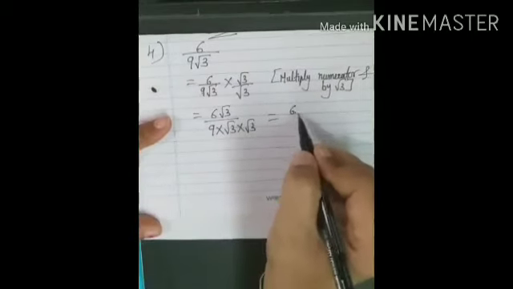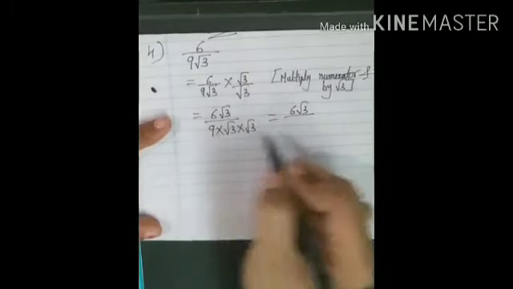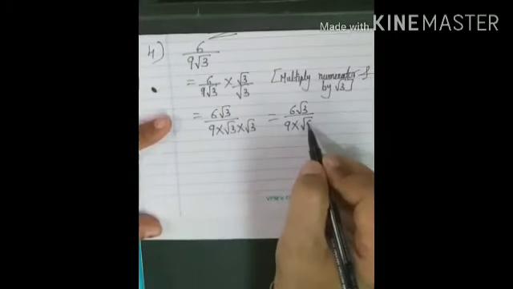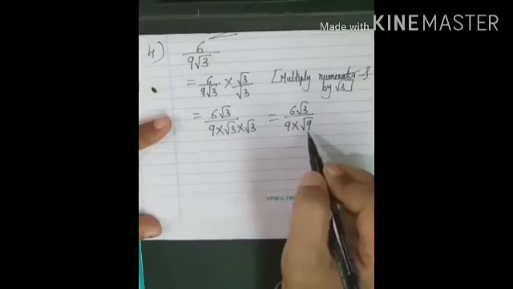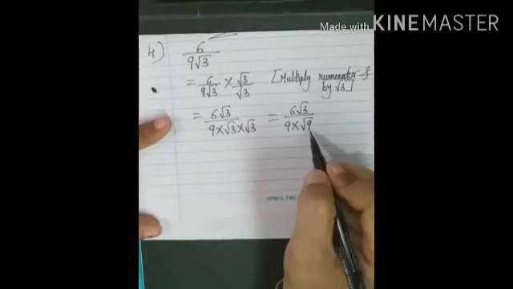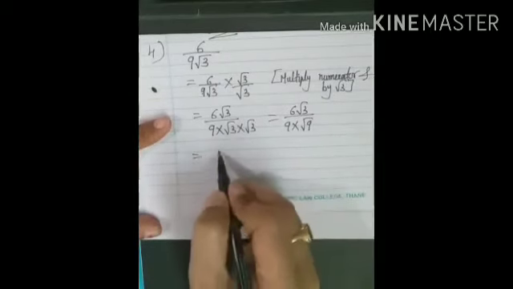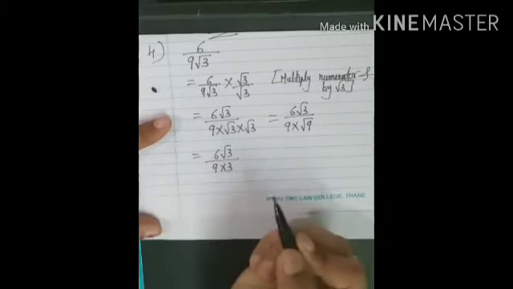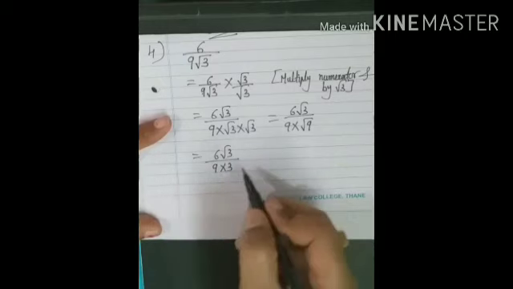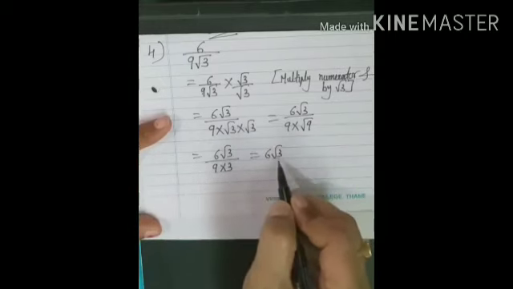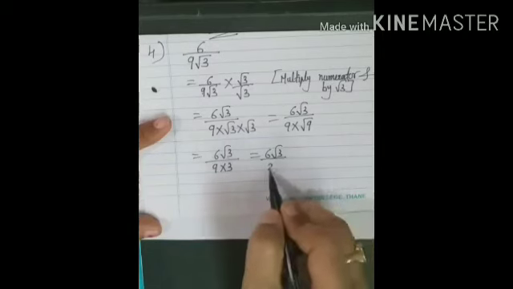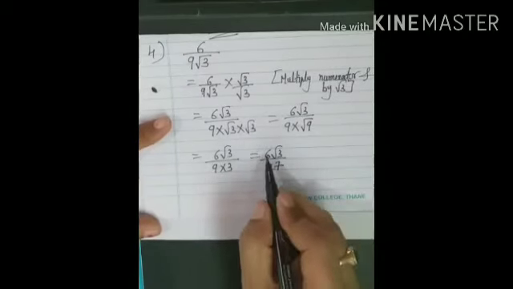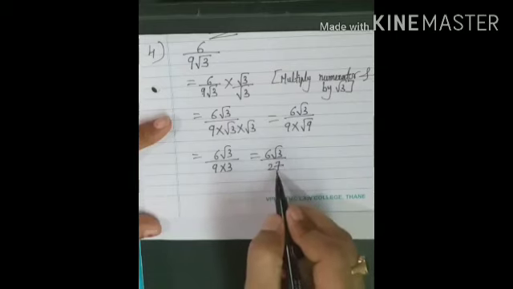Now, children, 6 root 3 upon 9 will be as it is. 3 into 3, what do you get? Under root, 9. 9 is a perfect square, so it will come out of the root. It becomes 3. 6 root 3 upon 9 into 3. Now you can multiply these two, children. 6 root 3 upon what do you get? 9 3s are 27. This is not your final answer, children, because in these two we can do the cancellation.